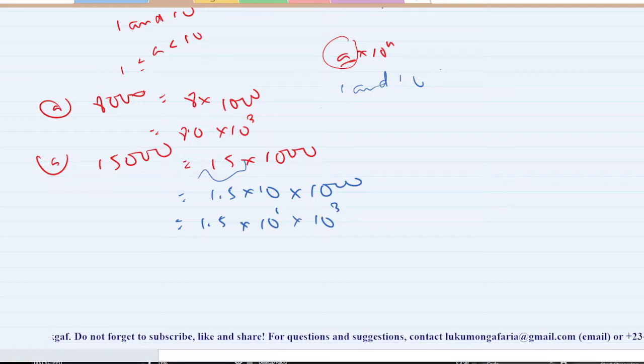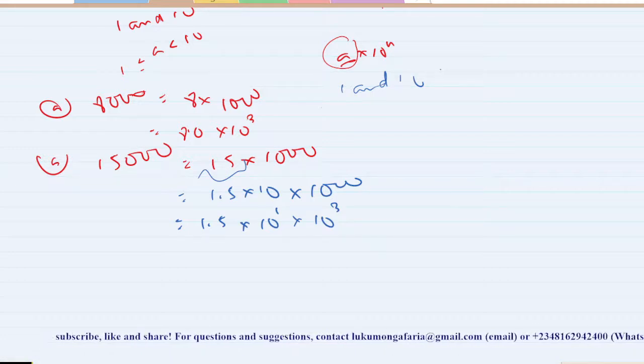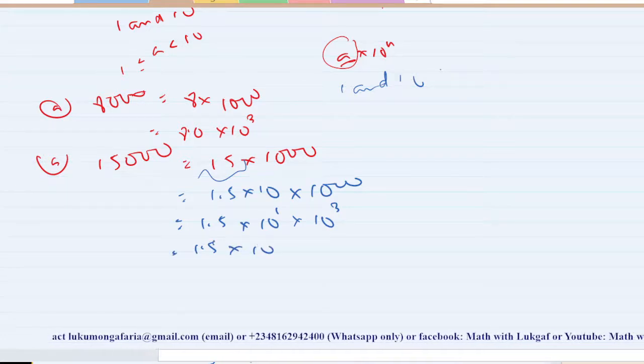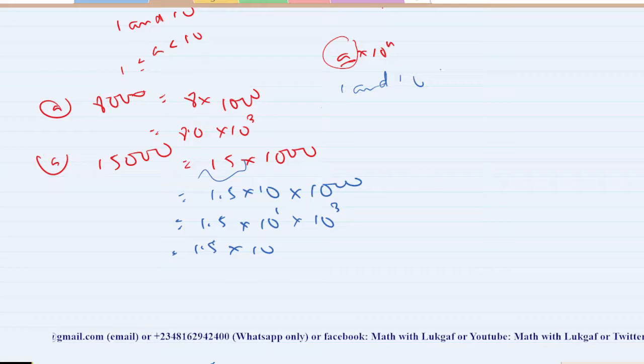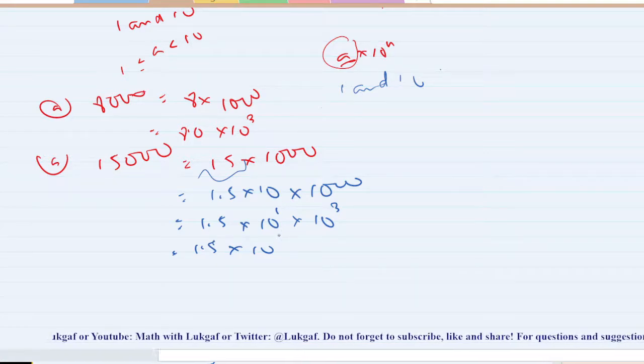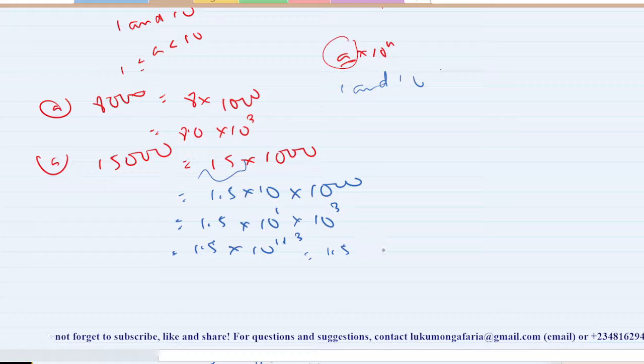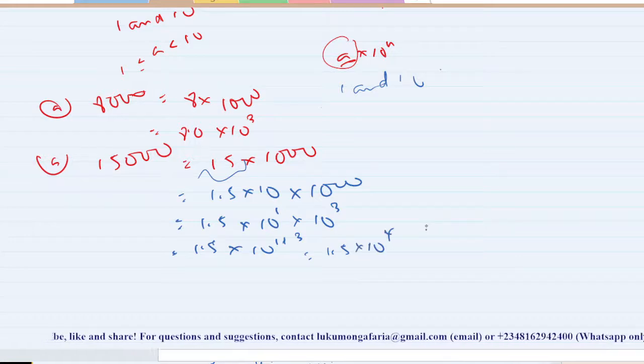Is that okay? So then if that is clear, recall from the previous video I explained that when you have the same base and the relationship between them is multiplication, then you don't need to stress yourself, just add the indices. Then this is the same thing as 1 plus 3, which is the same thing as 1.5 multiplied by 10 raised to the power 4. I hope you are following.